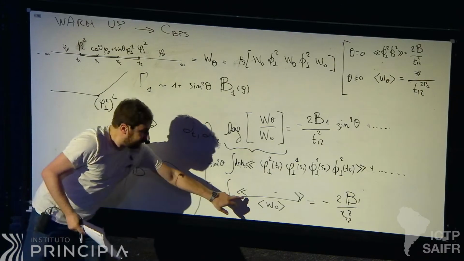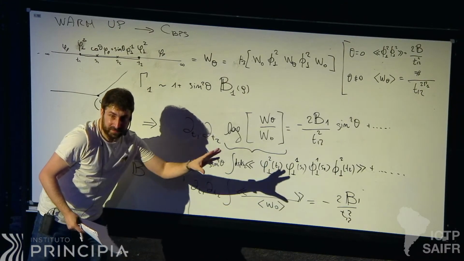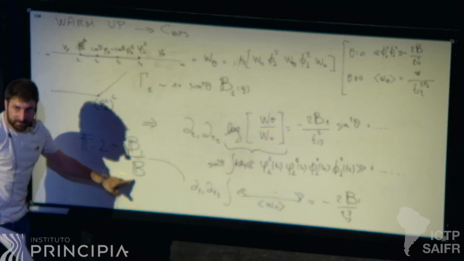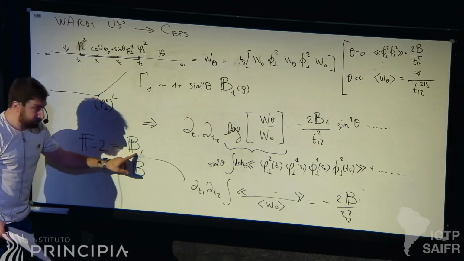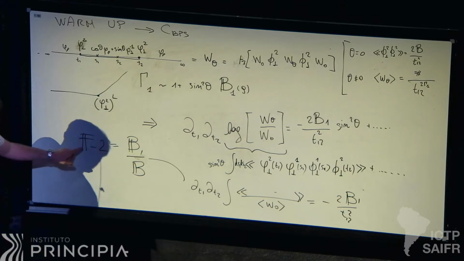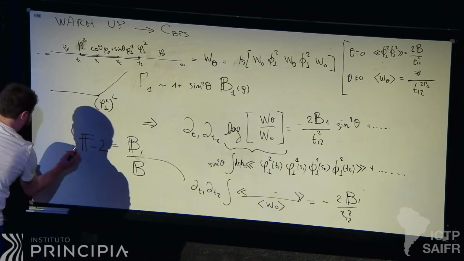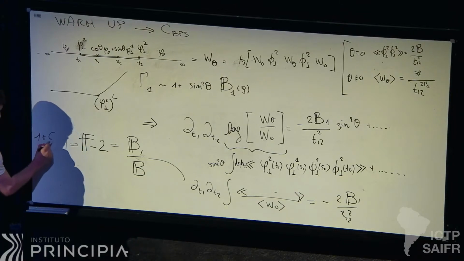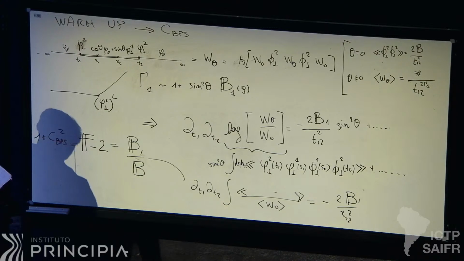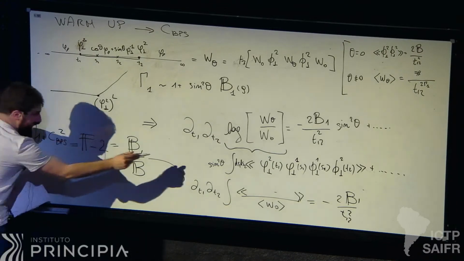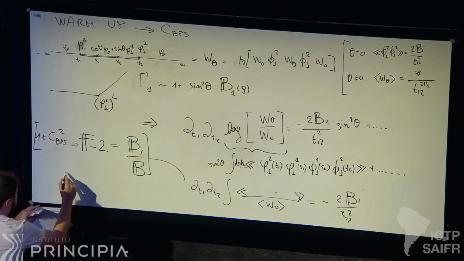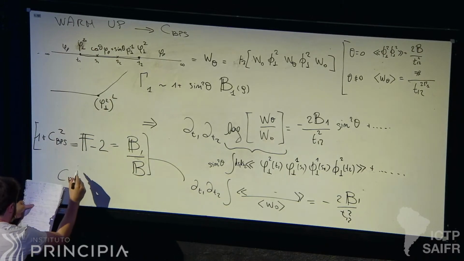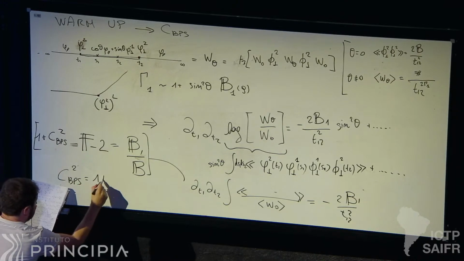Because from this integration, f is appearing and b is appearing. B is the normal b, so b0, the one from before. This is the one with the insertion of the tip, okay? But we know what f is, because from the analysis before, we know that it is 1 plus C_BPS. Okay? And so, just looking at this integrated correlator, we can conclude that C_BPS squared is 1 plus B1 over B0 over B.